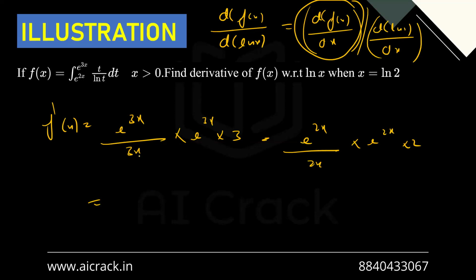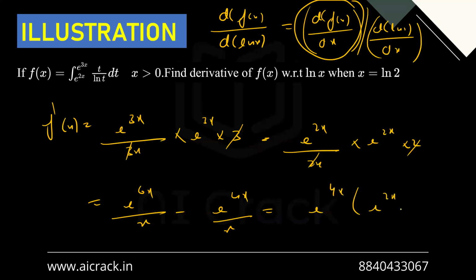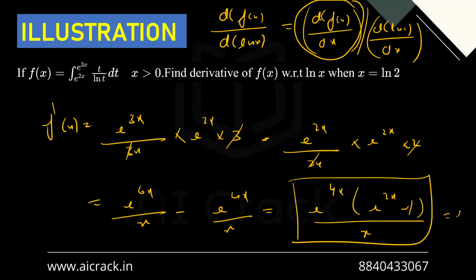So ultimately what we have got, this gets cancelled out. So we have got e^(6x) by x minus e^(4x) by x. So basically e^(4x) times (e^(2x) minus 1) divided by x. So this is our f'(x). Our question is not over because this was just one part. We have to also calculate d ln x by dx, basically the derivative of ln x with respect to x. And we know that d ln x divided by dx is nothing but 1 by x.